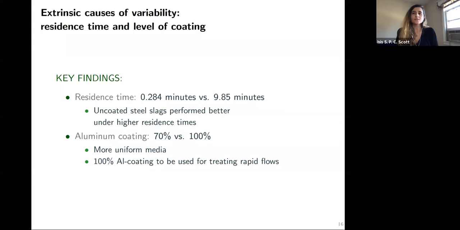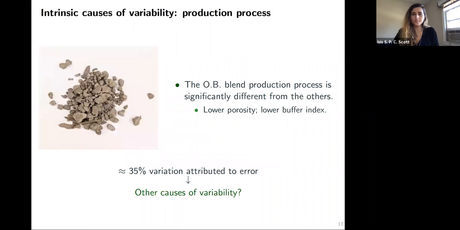Which means that if we have lots of different uncoated steel slags versus lots of different coated steel slags, we would be more confident in predicting the ability of the coated steel slags on removing phosphorus in comparison to the uncoated steel slags. And at the end, we concluded that the 100% aluminum coated steel slags should be used in those structures that expect a higher flow rate.